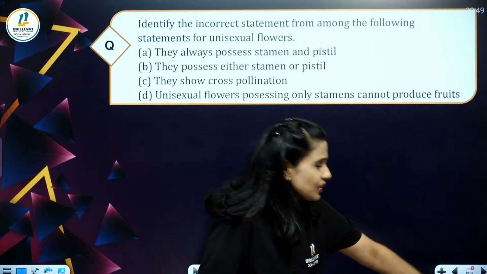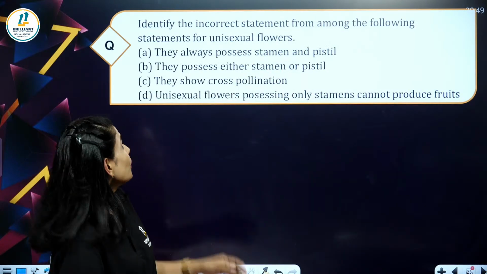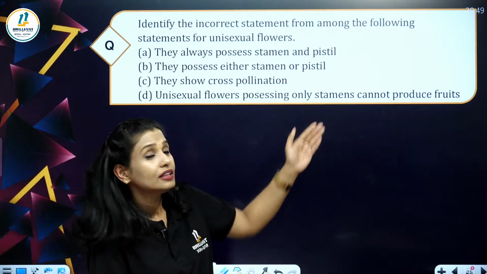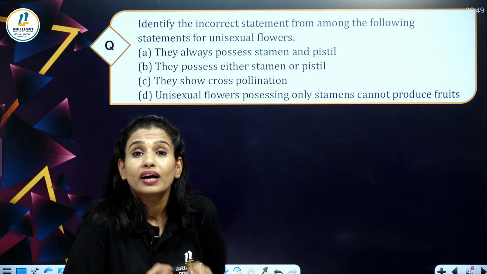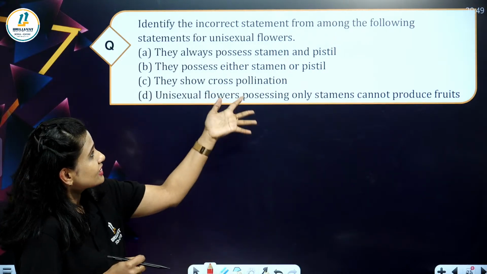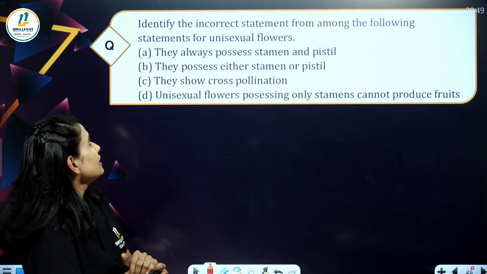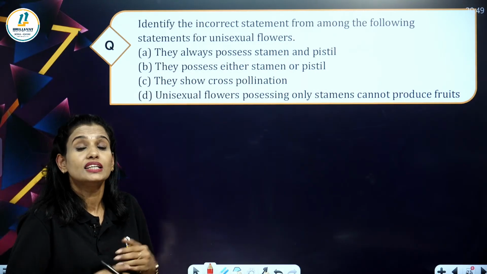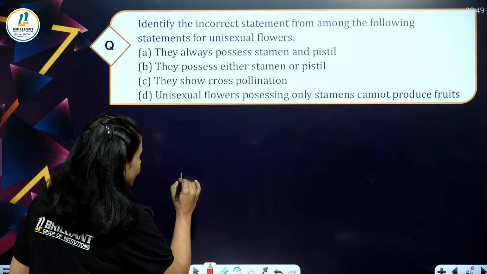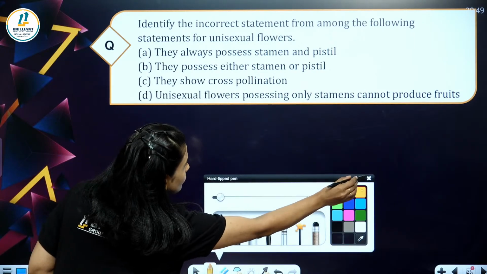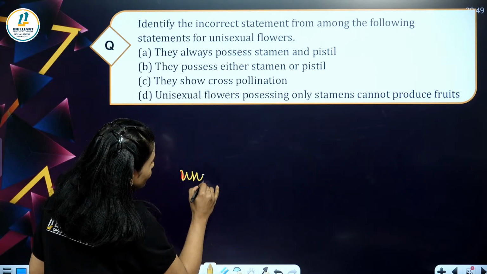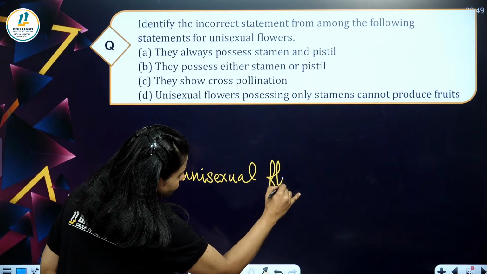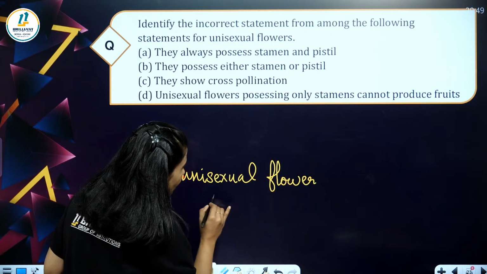Now, let's do the next question. Identify the incorrect statements from among the following. You have to identify the incorrect statements among the following, about unisexual flowers. What is meant by a unisexual flower?